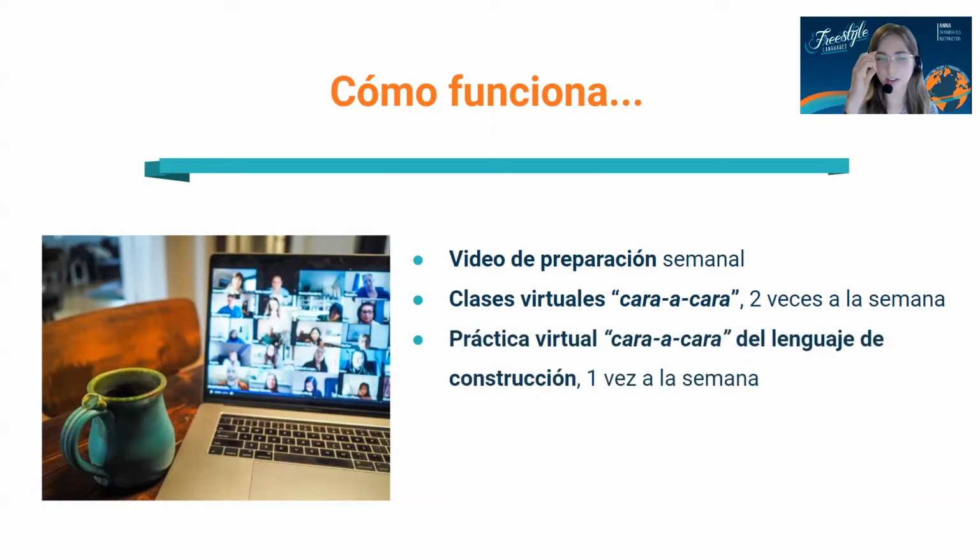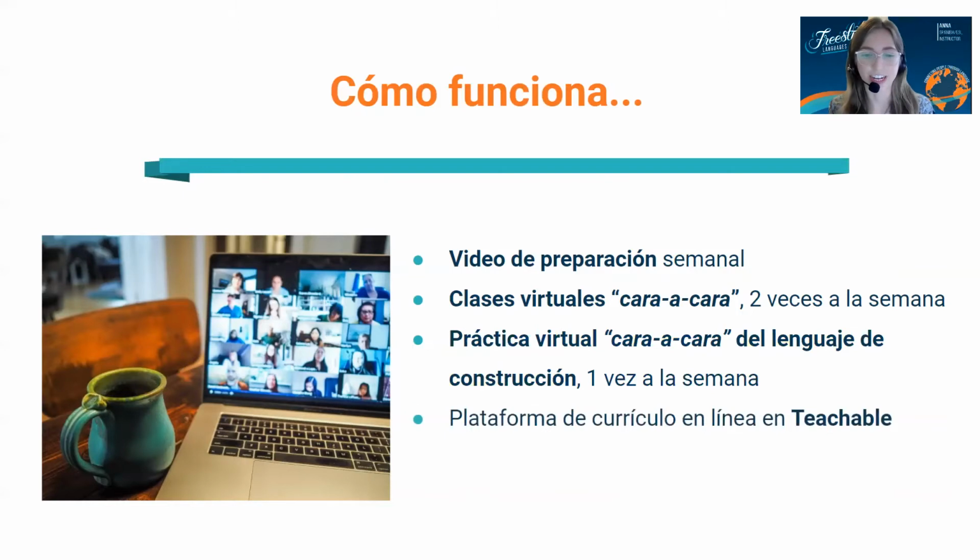Then our third class of the week is our práctica virtual del lenguaje de construcción. So our third day is also face-to-face, and this is where we take all of that language from earlier in the week, and we're going to apply it to the workplace, right? So this is about taking all of that language and making it relevant to you. We're also going to have a little bit of conversation, some games, something cultural. So we're going to do both workplace language and something a little bit fun, right? Something a little bit spontaneous. So that's our third day.